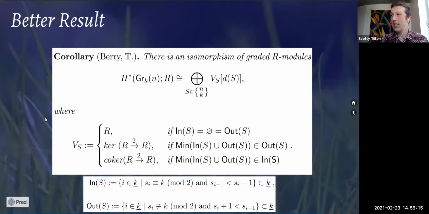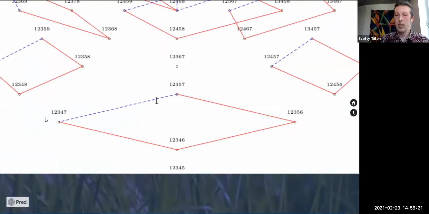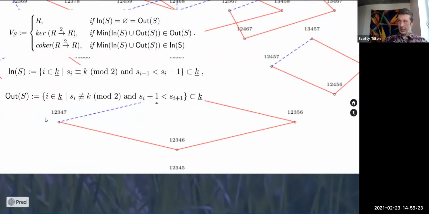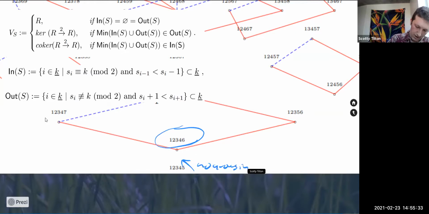So maybe this is a description of the in and out, but I'll try and show you an example real quick. So let's remember what Vs and in and out are. So here in 1, 2, 3, 4, 6, there are no arrows going in, and there are 2 arrows going out.